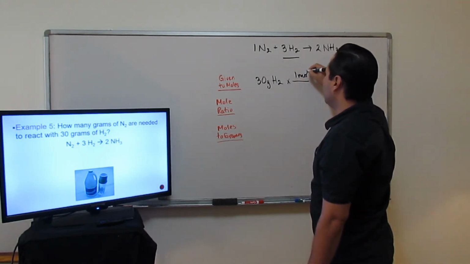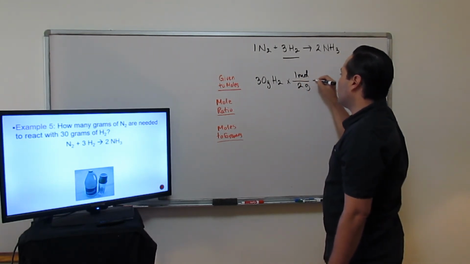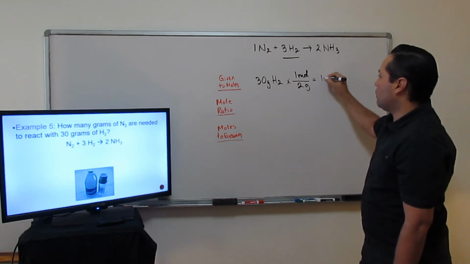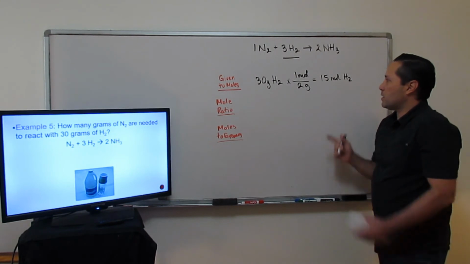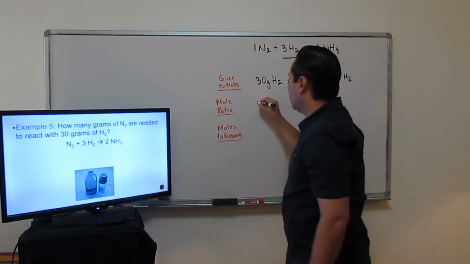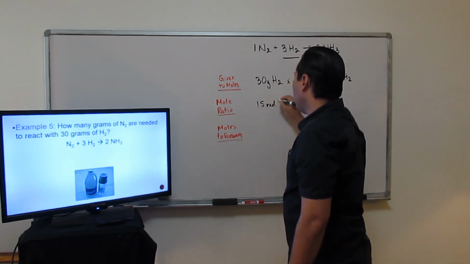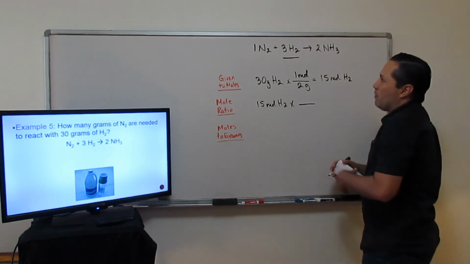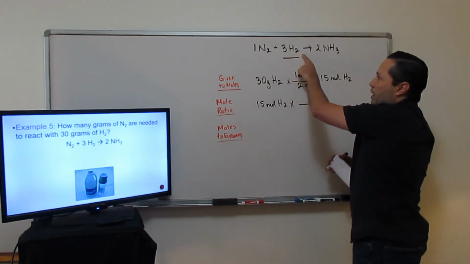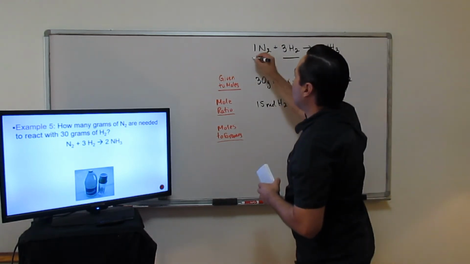1 mole of hydrogen has a molar mass of 2 grams. So that's going to give us 15 moles of hydrogen. Next, I take my answer and rewrite it: 15 moles of hydrogen. And now I'm going to use the mole ratio. For every 3 moles of hydrogen, you're going to get 1 mole of nitrogen.